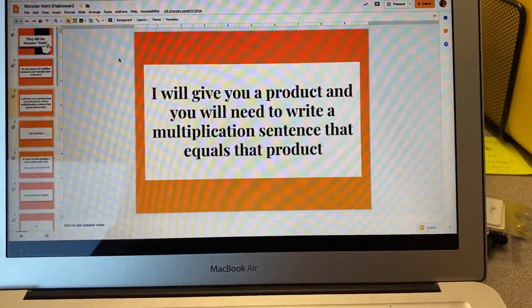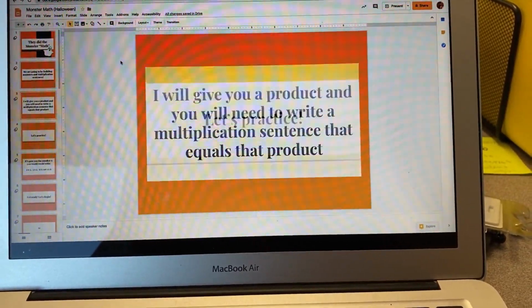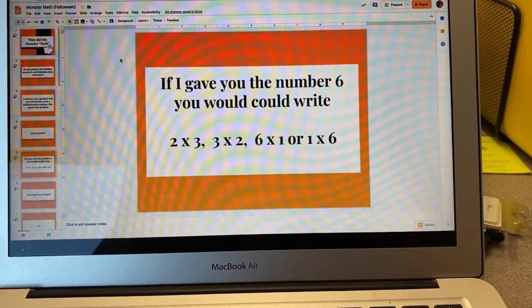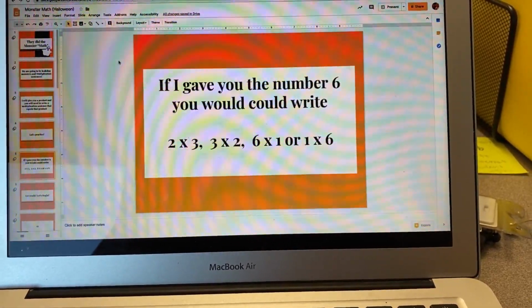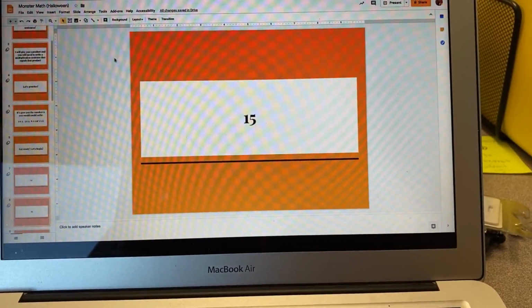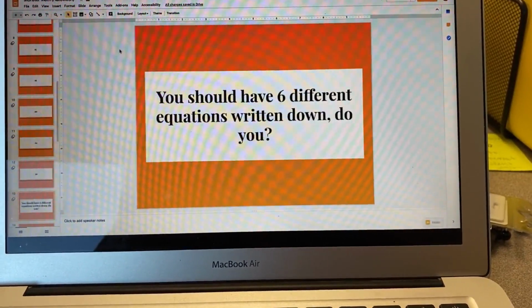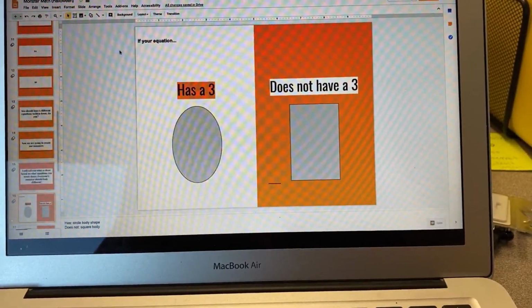I give them a product. They have to tell me the multiplication sentence or equation that equals that product. So if I give them 6, they could write 2 times 3, 2 times 2, 6 times 1, or 1 times 6. So I give them their products, and they have 6 equations, and now they create their monster.